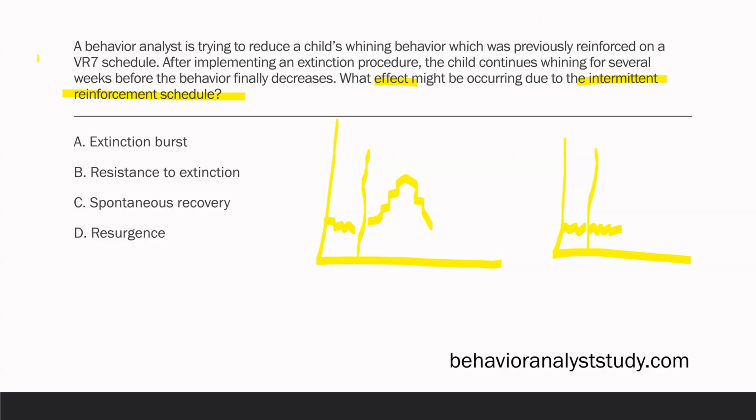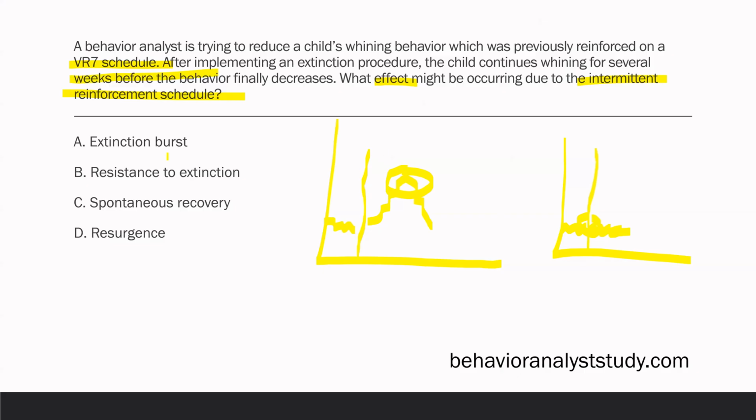And the clue is we're on a VR7 schedule, so a pretty thin reinforcement schedule. And the thinner the schedule, the more intermittent the reinforcement schedule, the more difficult it is to implement extinction. It's just harder to put behavior on extinction that isn't receiving a lot of reinforcement. So what do we call it when after extinction occurs, that behavior doesn't really respond? A, an extinction burst. Well, our extinction burst is that temporary increase followed by that decrease. We're not there yet, right? The behavior just kind of kept going for a couple of weeks.